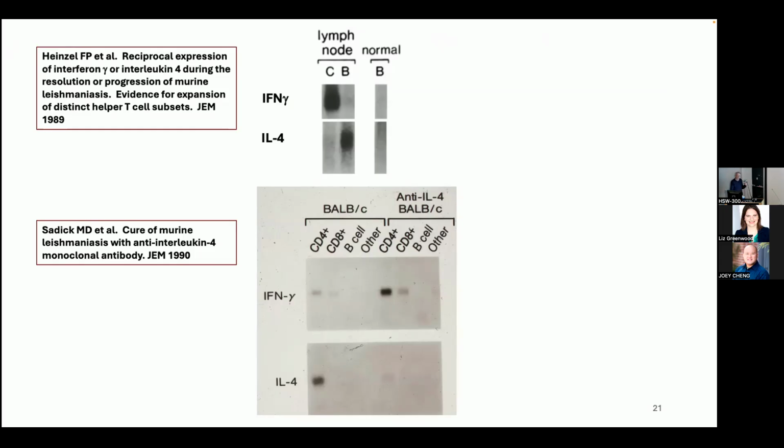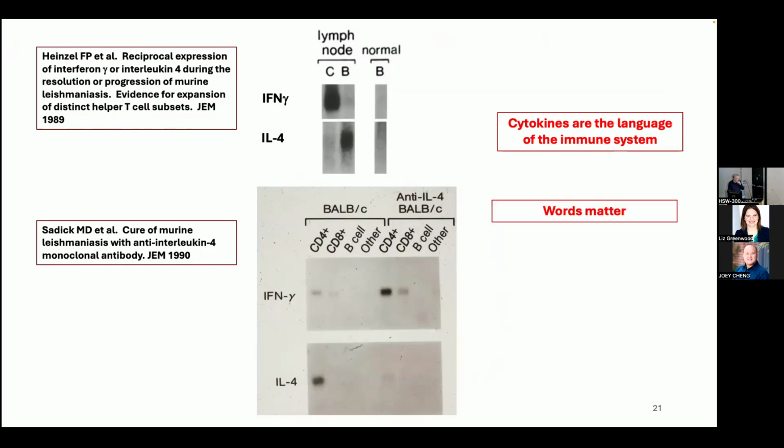But the really interesting insight that we had was we treated these mice with anti-IL-4 early, and they reversed their capacity, and the susceptible mice could generate these protective T cells, which was quite an undertaking that we should have patented back when you could patent natural molecules. But aside from that, this underlined that cytokines were the language of the immune system and that words matter.